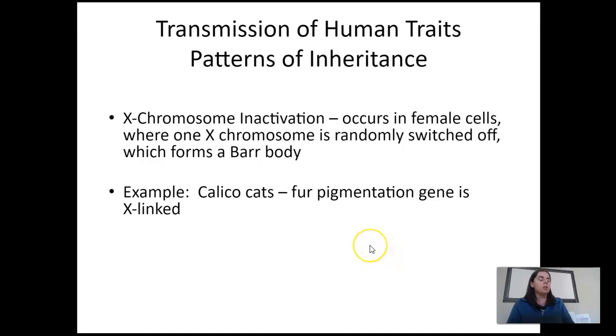All right, transmission of human traits and patterns of inheritance. So there's this thing called X chromosome inactivation. It only occurs in females, where one of the X chromosomes is randomly switched off, and that will form this structure that you can see on a karyotype, a bar body. An example of a consequence of it would be calico cats. Their fur pigmentation color is actually X-linked.